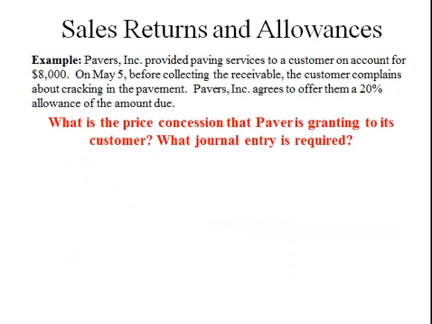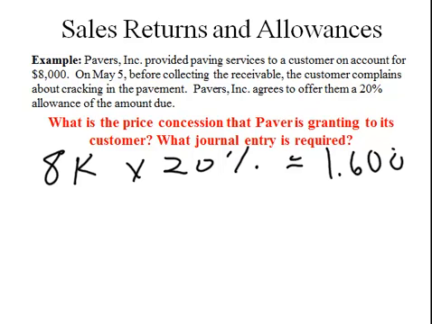Let's examine an example. Pavers Inc. provides paving services to a customer on account for $8,000. On May 5th, before collecting the receivable, the customer complains about cracking in the pavement, and Pavers Inc. agrees to offer a 20% allowance. What price concession is Pavers granting? $8,000 multiplied by the 20% allowance, $1,600 price concession.